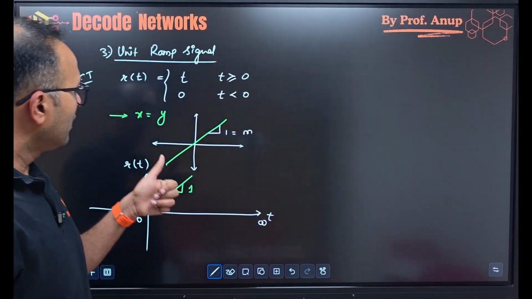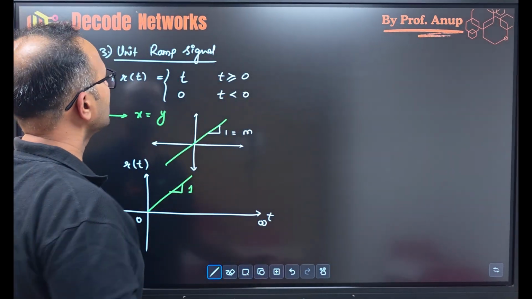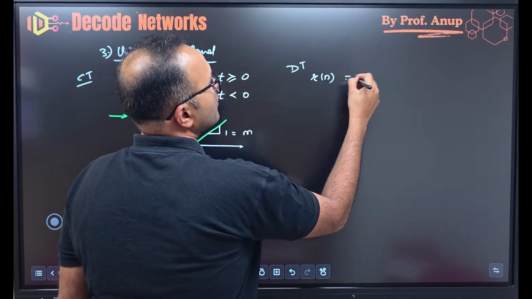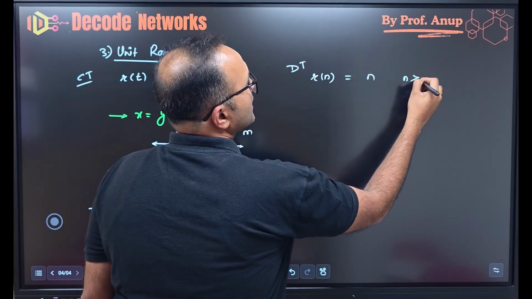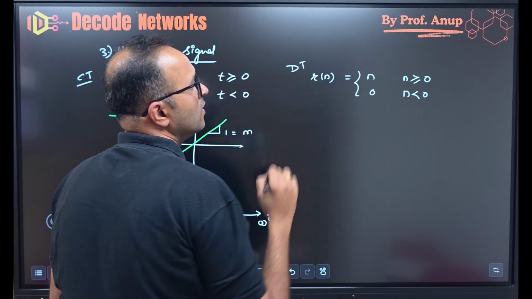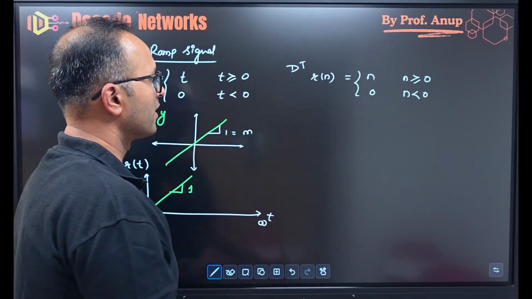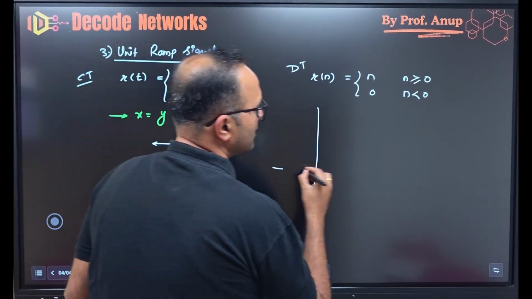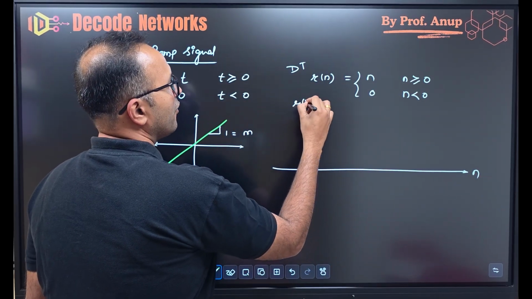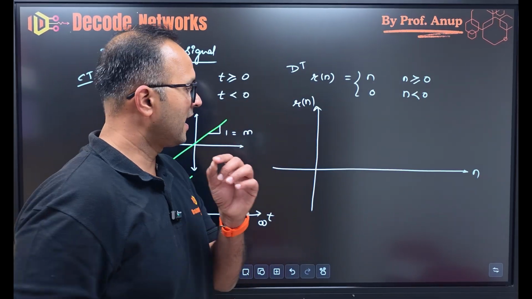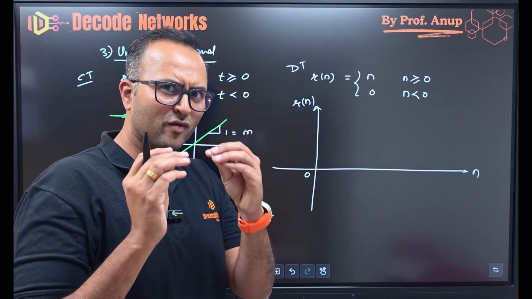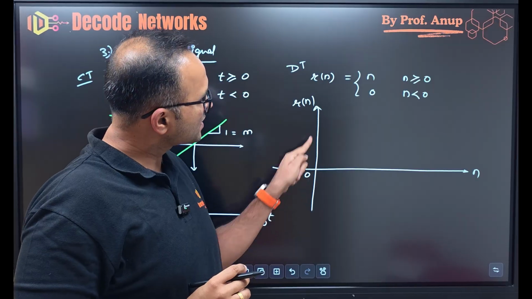Okay. Now, when we make the discrete version of this, suppose I say DT, it is represented by R of n, which is equal to n, for n greater than or equal to 0. For n less than 0, your signal is 0. Understand very carefully. Make a y-axis, x-axis. This is n. This is R of n. Okay. Clear? Let's work together.